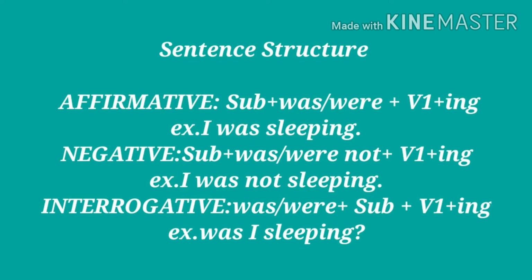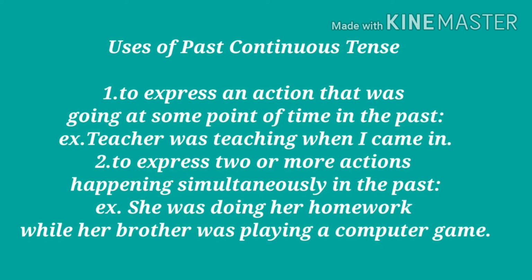We were sleeping. In a negative sentence, first subject, after the subject was or were and not, then the ing form of the verb. Example, I was not sleeping. In an interrogative sentence, we first write was or were, after that subject, after subject the ing form of the verb. For example, was I sleeping? If I change the subject to they, then we will use, were they sleeping? And we will put a question mark at the end.